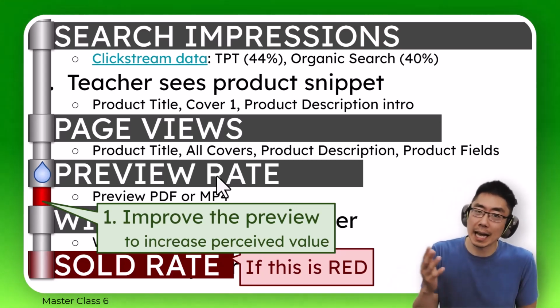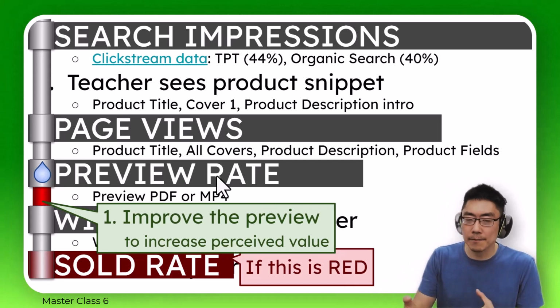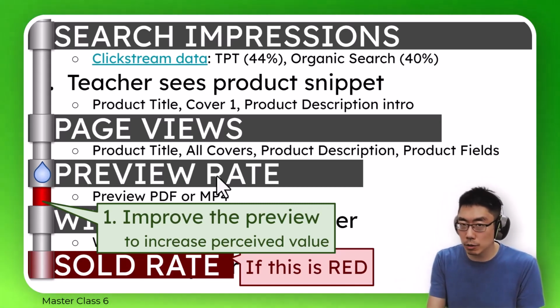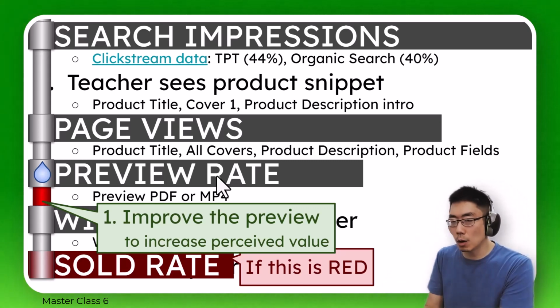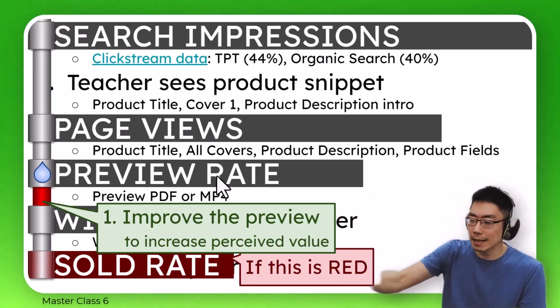So people ask, should I add a video or an MP4 or a PDF? No, that's not the question. The question is, how do you increase the perceived value of your resource? If you increase the perceived value of your resource, however you do it, whether it's a PDF or a video walkthrough, once they feel confident, and this is exactly what I need, then they'll buy.